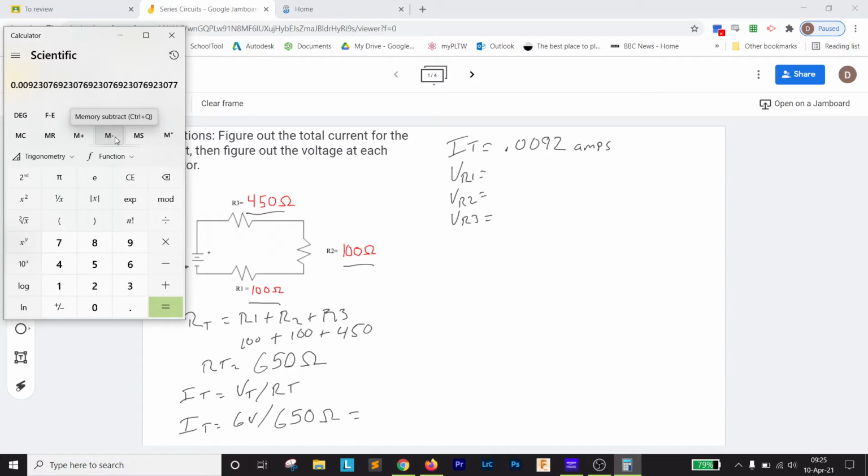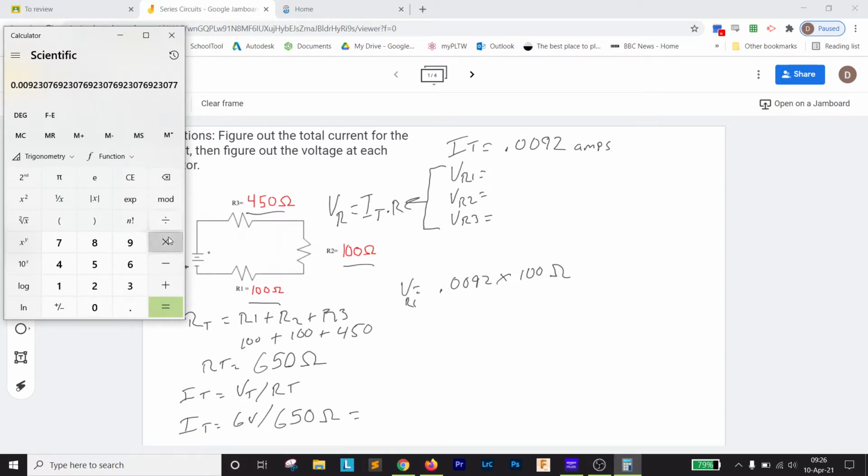Now, each of these is going to use basically the same formula, which is we're looking for the voltage. So voltage R equals, so the voltage at each individual R is going to equal I total times that R. So the voltage at R1 is going to equal the current, which we're abbreviating as 0.0092 times R1, which is 100 ohms.